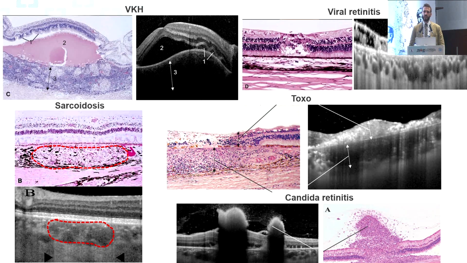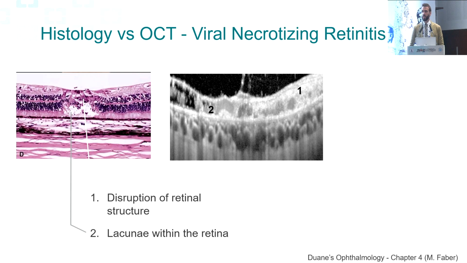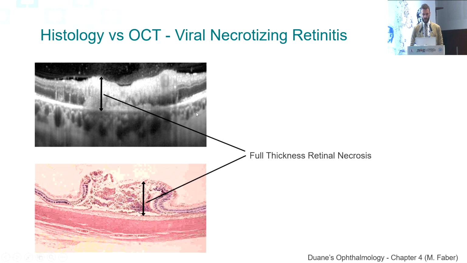And there's a lot of papers published that look at OCT compared with histology and show how it corresponds very, very well. So for example, in viral retinitis, OCT shows a disruption of the retina with the lacunae, and this is reflected in histology. There's a full thickness retinitis reflected in histology as well.